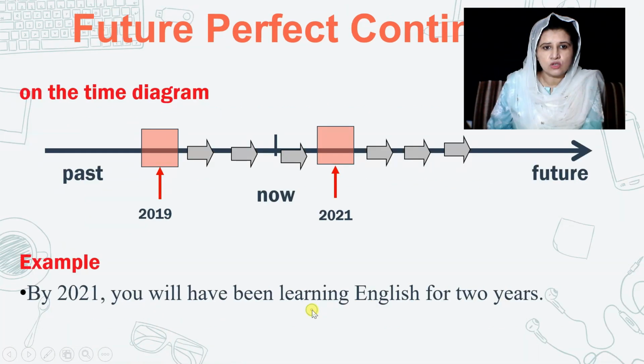Let's understand this concept through the time diagram, that by 2021 you will have been learning English for 2 years. It means that this process of learning started in 2019, and until 2021 this process of learning English will have taken 2 years, right? And it is supposed to be continued in future as well.